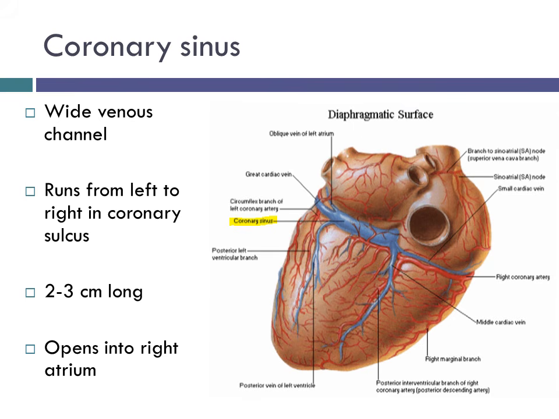Now as far as the coronary sinus is concerned, it is basically the widest venous channel of the heart. As you can see here, it is a horizontal channel present within the coronary sulcus and runs from left to right in the coronary sulcus. The coronary sulcus is basically a groove present between the left atrium and the left ventricle. It is about 2 to 3 centimeters long and it opens into the cavity of the right atrium.